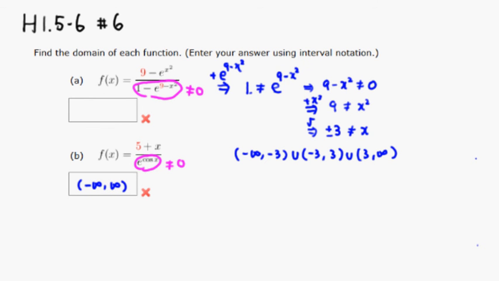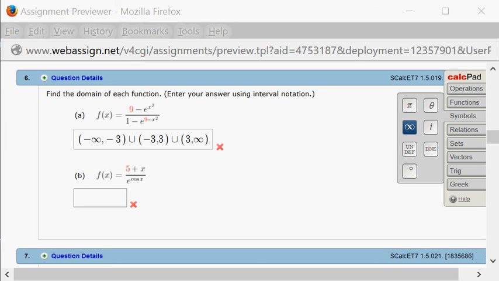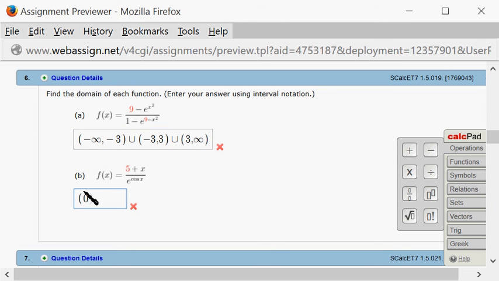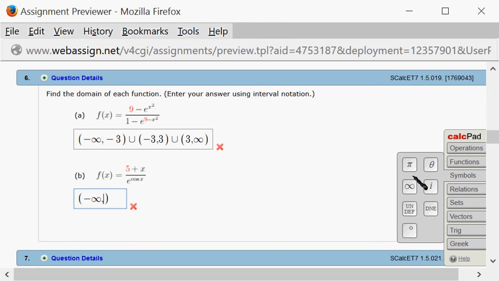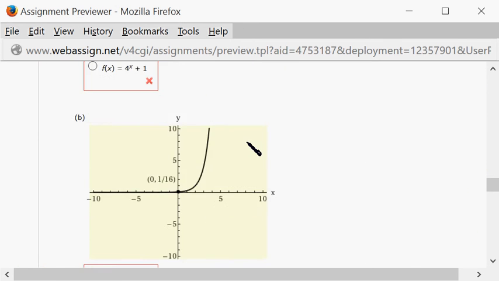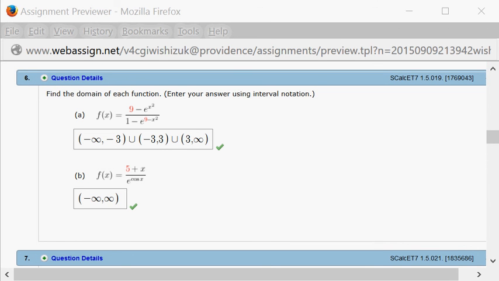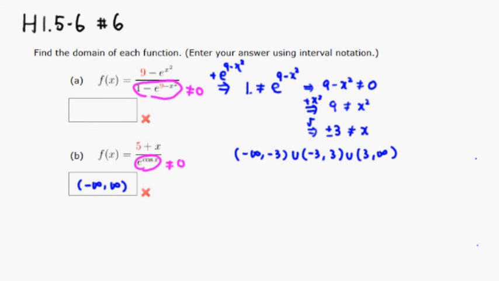Alright, so let's type it in. It's going to be negative infinity to positive infinity. Alright, so that's that. So let's double check, submit for testing. Alright, it came back and looks like we got both of these correctly. Alright, that's it. I hope that this was clear.